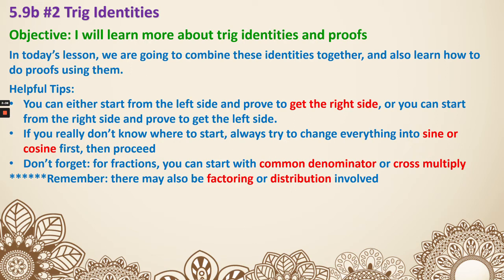Lastly, don't forget, for fractions, you can start with a common denominator or cross multiply. Or in other words, cross multiply is actually a cross cancel. Remember, there may also be factoring and or distribution involved. We're going to work more with that in the next lesson, just a little bit in this lesson. Now let's have a look at some examples.